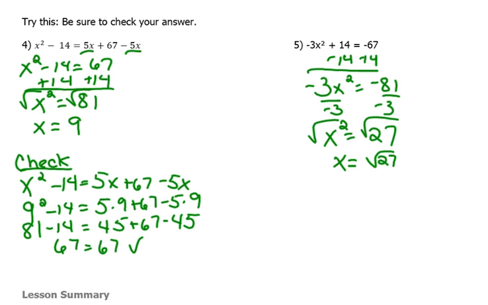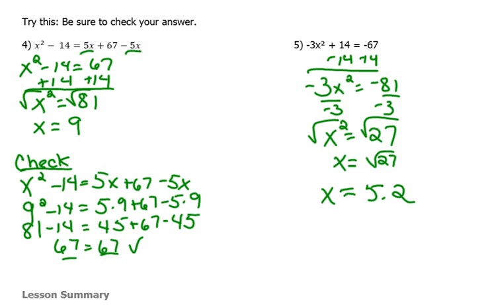So then I did my check, and you end up with 67 equals 67. For number 5, we had to subtract 14 from both sides, which gave me a negative 81, and then divided by negative 3, which was 27. And when you take the square root, you can't take the square root of 27. So if you did put it in your calculators, you could have said that x is about 5.2. You could have done that.